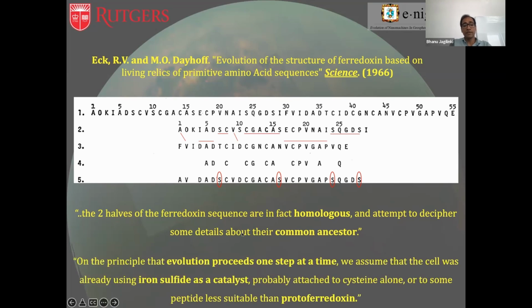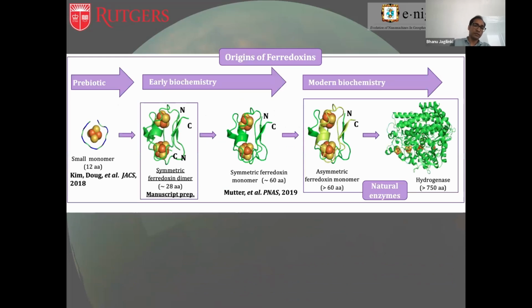Also, elsewhere in the paper, she mentions iron sulfide being the catalyst. She also uses the word protoferredoxin for the first time. So if we take all these pieces of information and put them together into a flow chart, we would probably come up with something like this, which would be for the origins of ferredoxins.